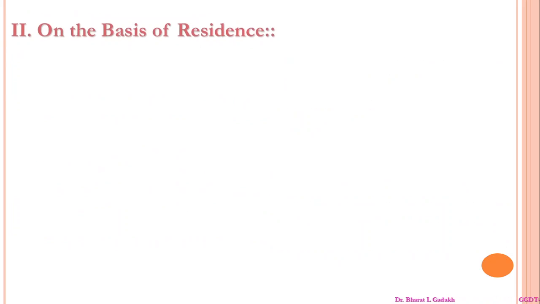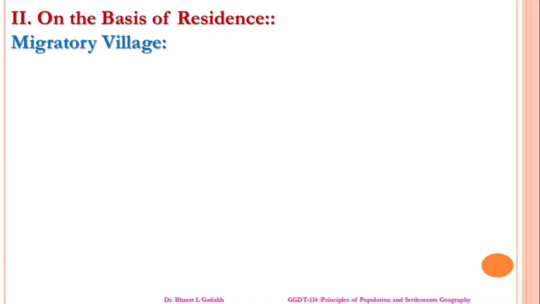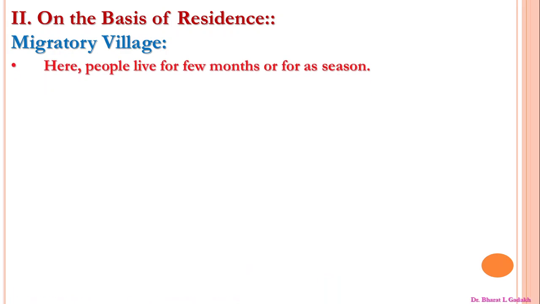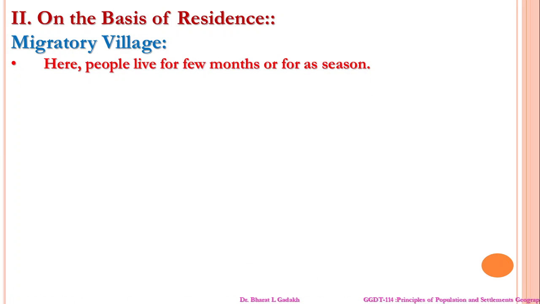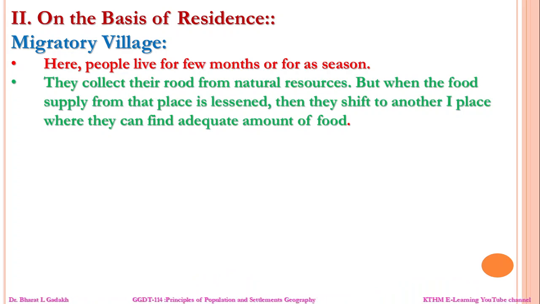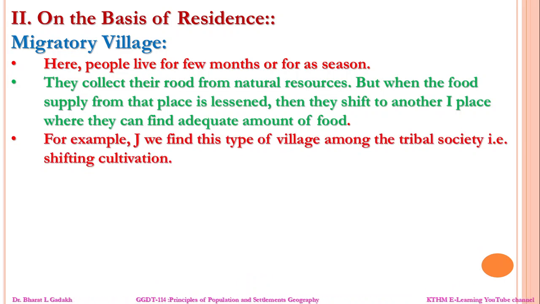Now, the next one is on the basis of residence. First, the migratory villages. Here people live with frequent movement for other seasons. They collect roots and natural resources, but when the food supply from the place is exhausted, they shift to another place where they can find an adequate amount of food. For example, this is found among the tribal society, with shifting cultivation. This is a migratory village on the basis of residence.